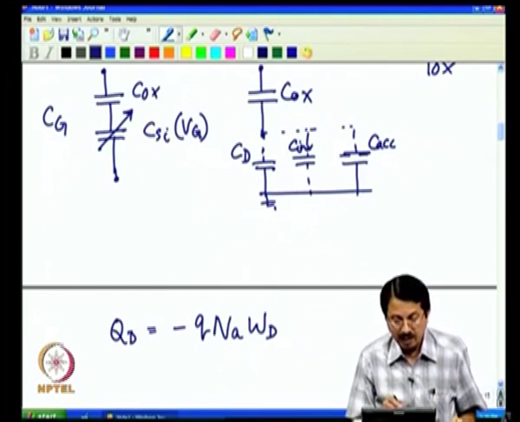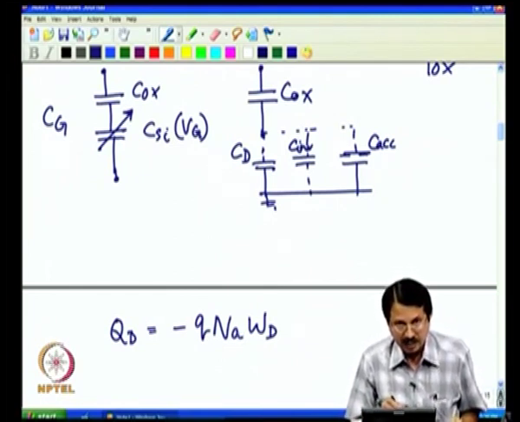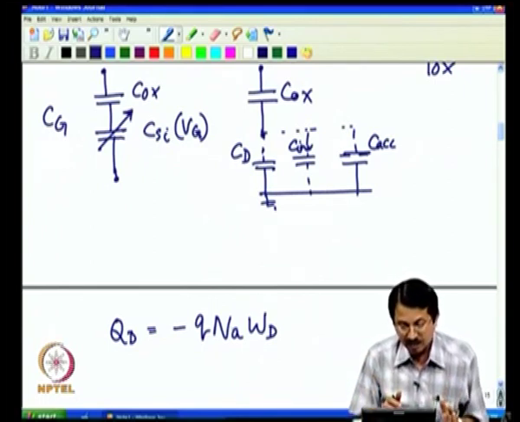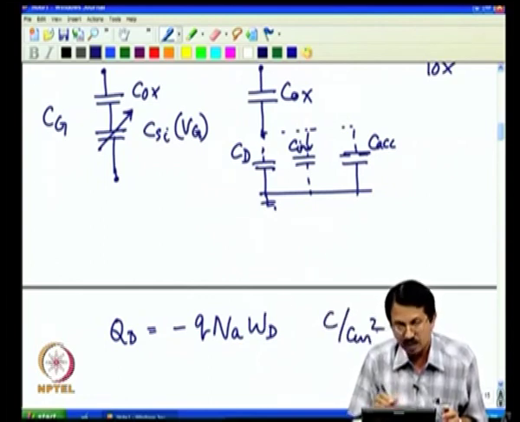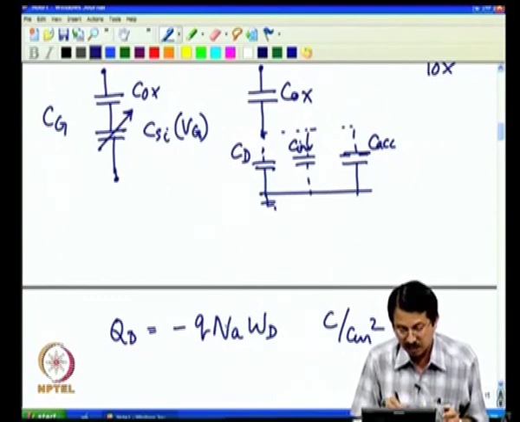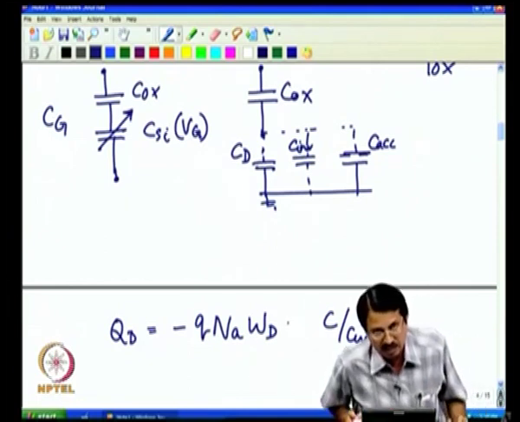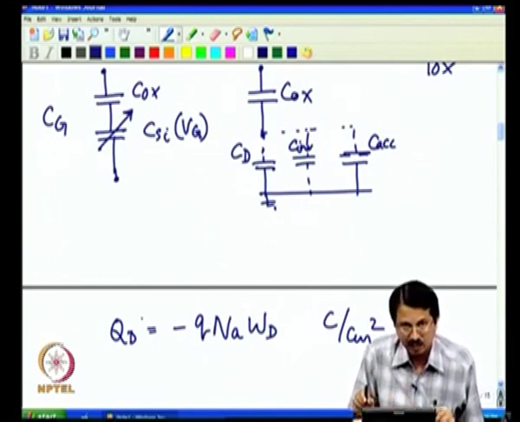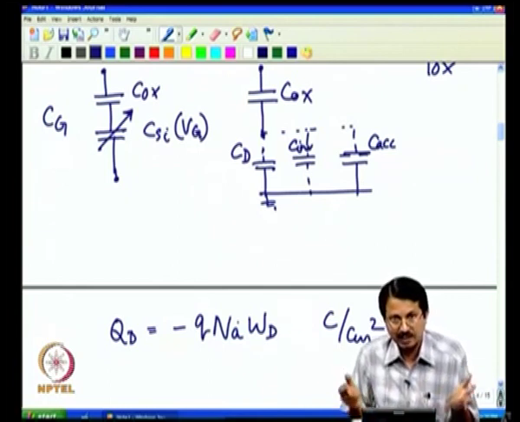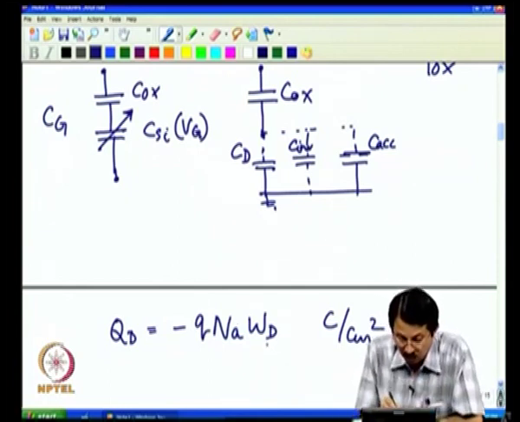you have p type semiconductor and hence acceptor impurities which form this depletion layer, that is number per centimeter cube, and hence you multiply with the charge and multiply with the depletion width, and hence you get coulomb per centimeter square, because this is number per centimeter cube, I multiply with centimeter and hence I get coulomb per centimeter square, dimensionally consistent. So, as I said, I am using all quantities per centimeter square, and it is negative because acceptor charge is negative.